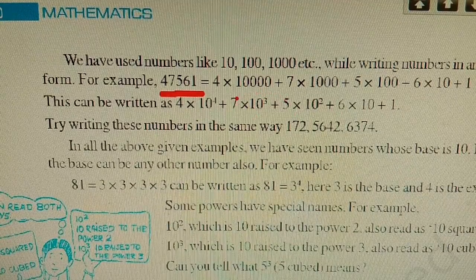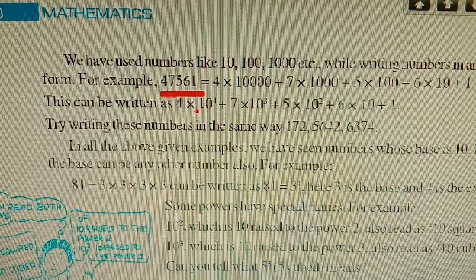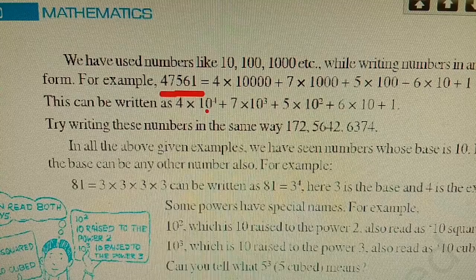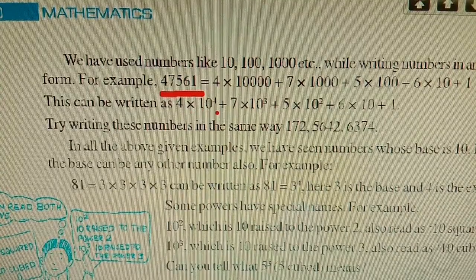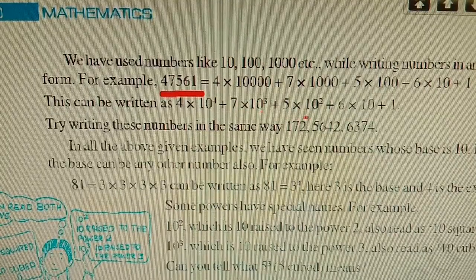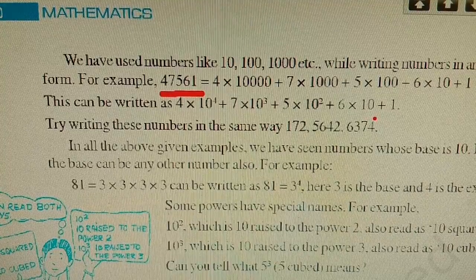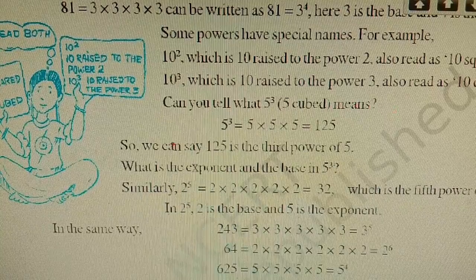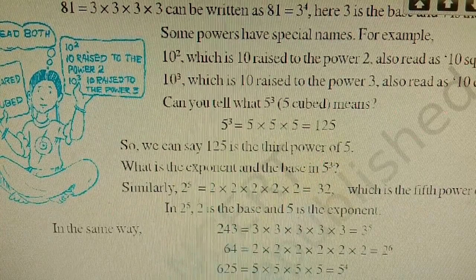So here all these numbers we can write in exponential form, that is 4 into 10 to the power of 4, 7 into 10 to the power of 3, and 5 into 10 square, then 6 into 10 plus 1. So this way we can represent any of the number in exponential form. Okay, you listen one example.